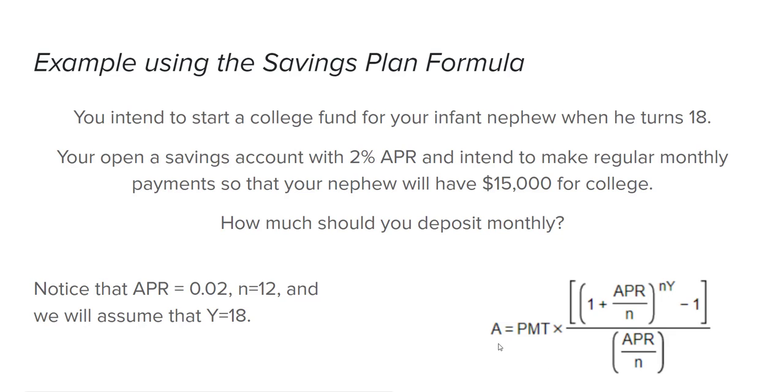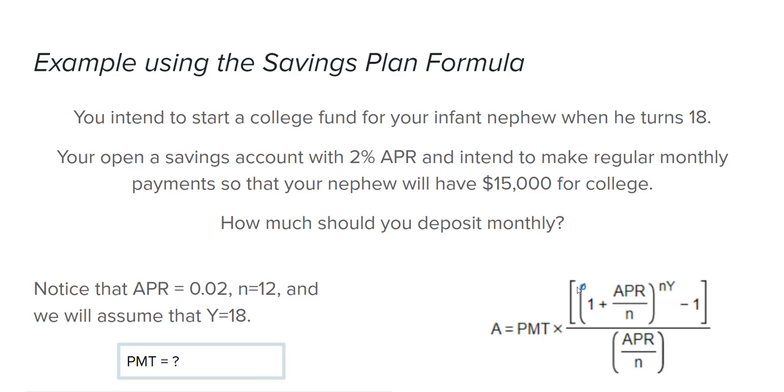So in this problem, I want you to pause the video and take a moment and think about how we will work this particular problem out. We have 4 of the variables for the equation, and we are left with one single variable, and that is the payment. So we will need to solve for the payment.